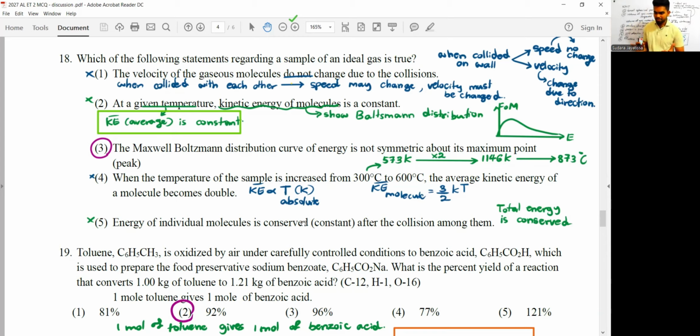So remember simply, you don't need to do this to select that this answer is wrong. Simply remember, average kinetic energy is directly proportional to absolute temperature, not to the Celsius temperature. I hope it is pretty much clear to everyone, right? And look at the last statement. It is telling that energy of individual molecules is conserved after collision among them. So it's not individual molecule energy. It is the total energy. Okay, like I explained here, remember?